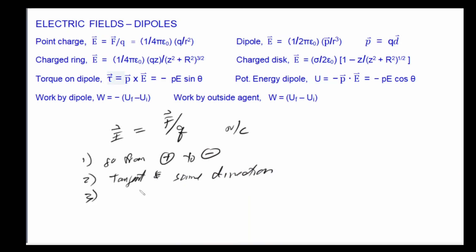And lastly, in a plane perpendicular to the electric field, the density of the lines represents the magnitude of the field. In other words, field strength.